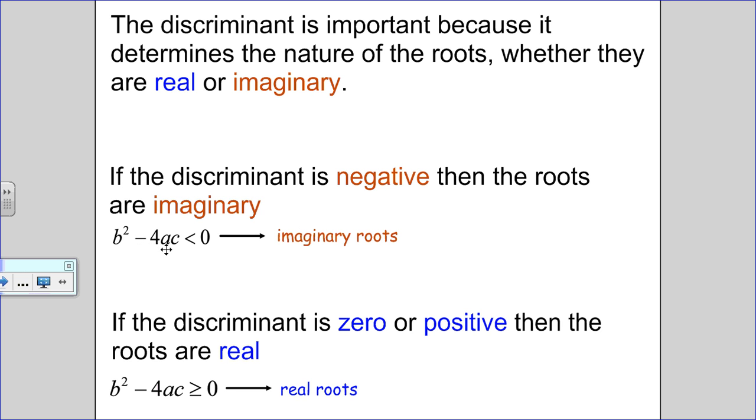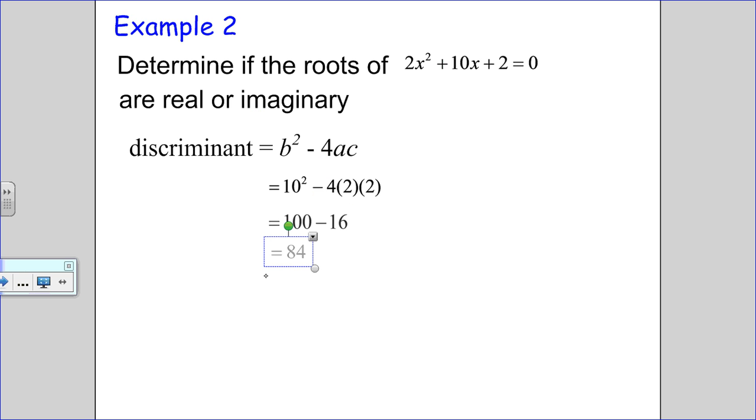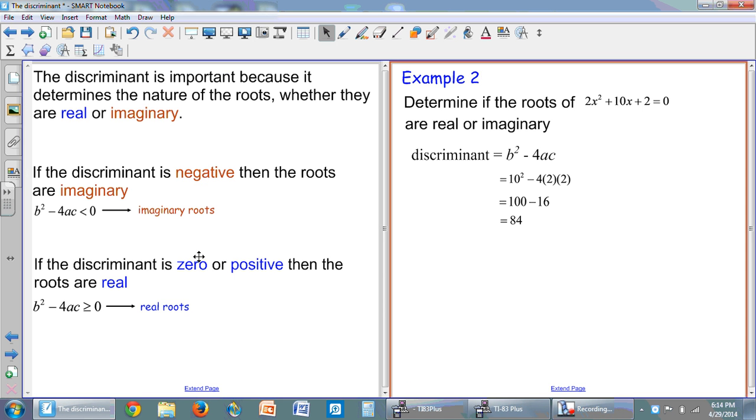So if b squared minus 4ac is less than 0, that means if the discriminant is negative, then you have imaginary roots. If b squared minus 4ac is greater than or equal to 0, then you will have real roots. Determine if the roots of 2x squared plus 10x plus 2 equals 0 are real or imaginary. So let's find the discriminant. The discriminant is 84. Now, based on what we just said, let's go back to the previous slide.